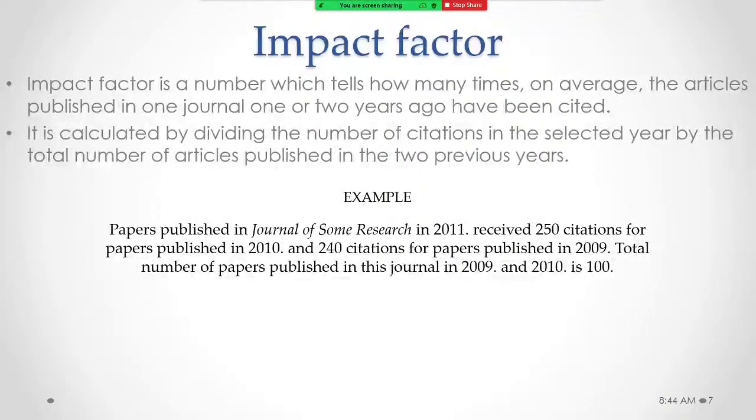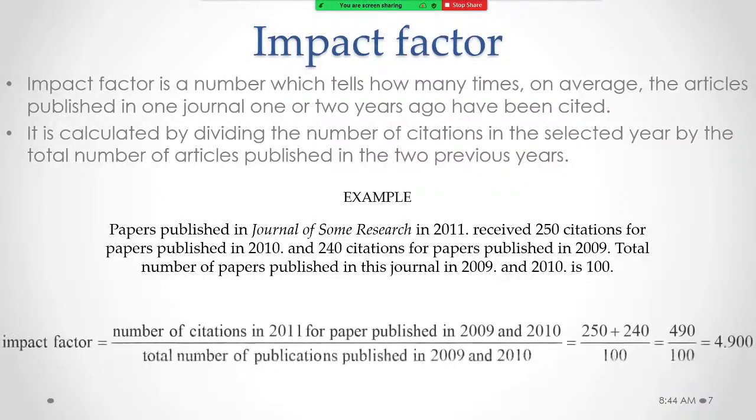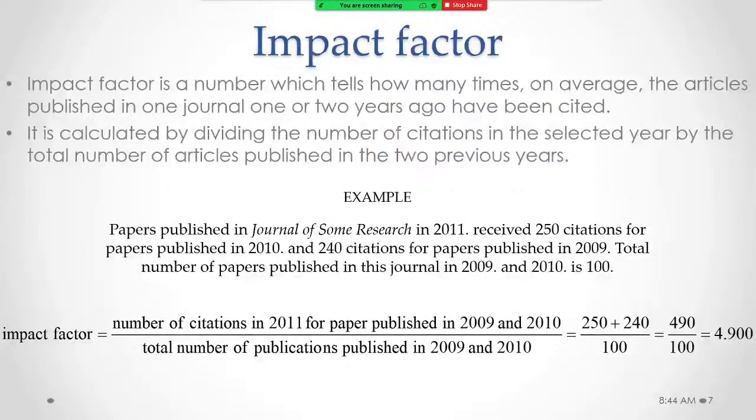Let's say that we have a journal called Journal of Some Research, and let us calculate its impact factor in 2011. Let's say that papers published in this journal received 250 citations for papers published in 2010 and 240 citations for papers published in 2009. And the total number of papers published in this journal in 2009 and 2010 is 100. So the value of impact factor will be 250 plus 240 divided by 100, which is 4.9. So this is an example of how to calculate impact factor.